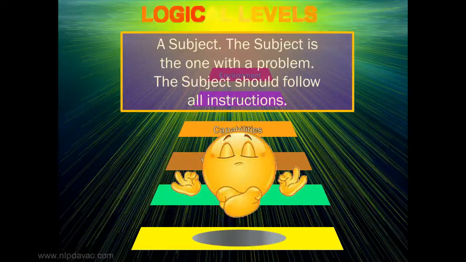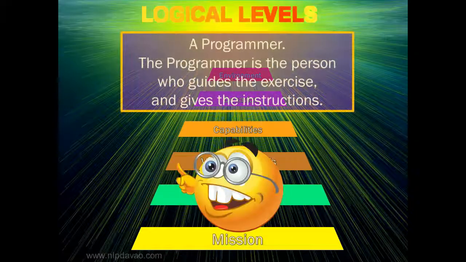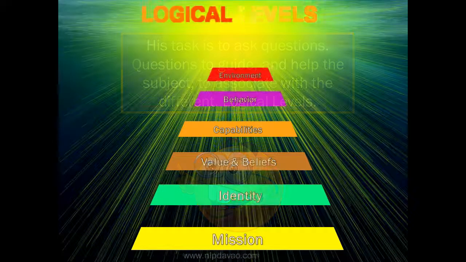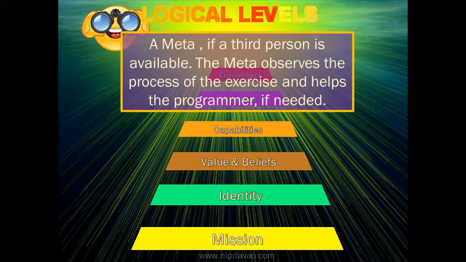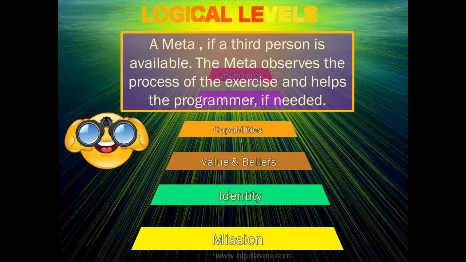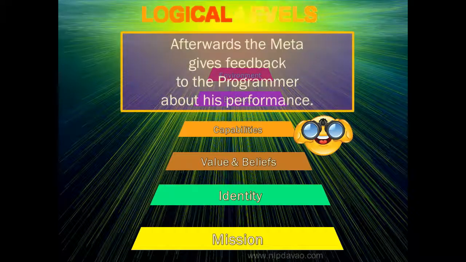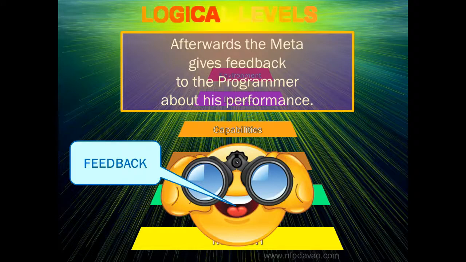A subject. The subject is the one with a problem. The subject should follow all instructions. A programmer. The programmer is the person who guides the exercise and gives the instructions. His task is to ask questions, questions to guide and help the subject to associate with the different logical levels. A meta, if a third person is available. The meta observes the process of the exercise and helps the programmer if needed. Afterwards, the meta gives feedback to the programmer about his performance.